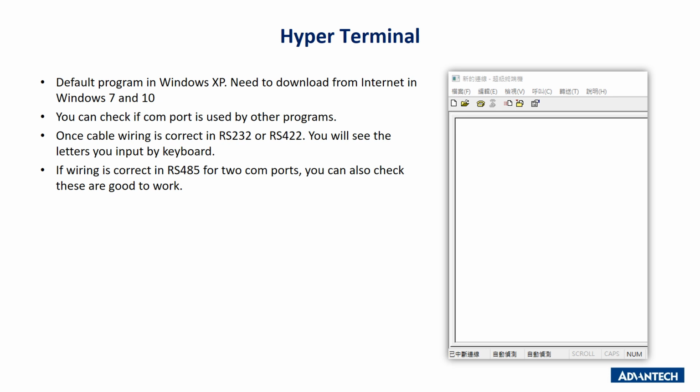Second, when loopback wiring is correct in RS-232 or RS-422, you can do a loopback test to confirm if the COM port is available to work. Finally, you can also check if two COM ports in RS-485 are good to go with each other. What you type in this computer will show up in the hyperterminal on the other computer.